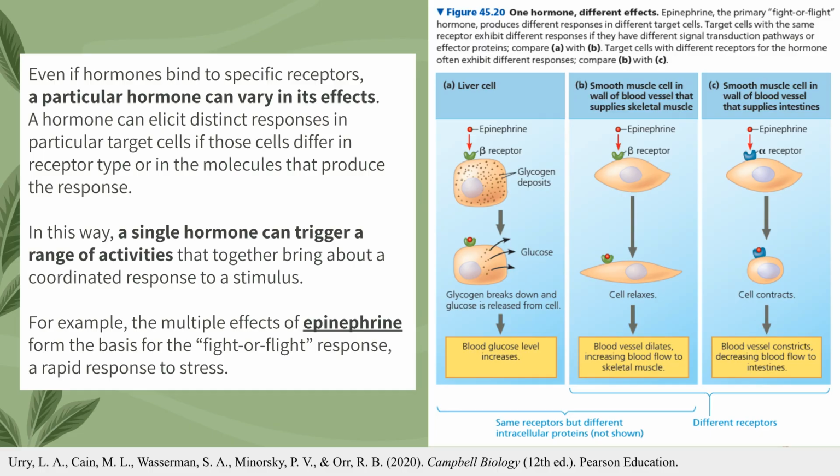A primary example provided is epinephrine, the hormone behind the fight-or-flight response. In liver cells, epinephrine binds to beta receptors, causing glycogen to break down and release glucose, raising blood sugar levels for energy. In smooth muscle cells of blood vessels supplying skeletal muscles, the same hormone binding to beta receptors causes the cells to relax, dilating the vessels to increase blood flow to the muscles. In smooth muscle cells of blood vessels supplying the intestines, epinephrine binds to alpha receptors, causing the cells to contract, which constricts the vessels and decreases blood flow to the digestive system.